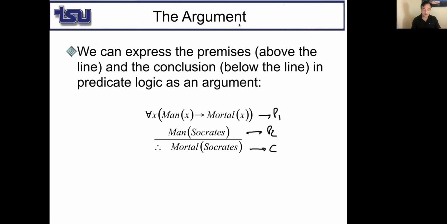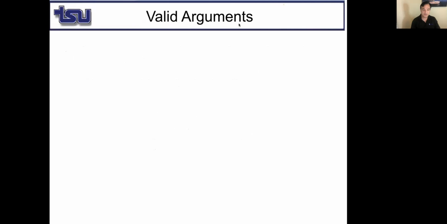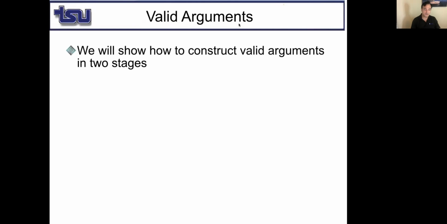I don't expect you to understand this yet, but I will tell you that for every person in the world, if that person is a man, then that person is mortal. That's the first premise. That's a proposition, actually. And then Man(Socrates), that means Socrates is a man. That's another premise. And our conclusion is that Socrates is mortal. Of course, we are going to learn the rules of inference to be able to come up with this conclusion. Okay, so valid arguments.